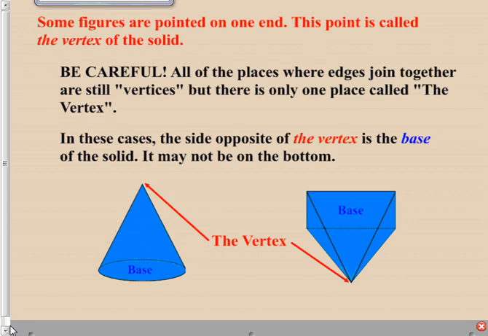So the base could be on the bottom, as you see in the cone on the left, or it could be on the top, as you see in the pyramid on the right, and it could be anywhere, left, right, front, back, bottom, top, sideways, diagonal. It could be anywhere. But in these cases, the base would be across from the vertex. And you can see in the case of the cone and the pyramid there that the figure kind of all collapses into that singular point. That's why we call it the vertex.